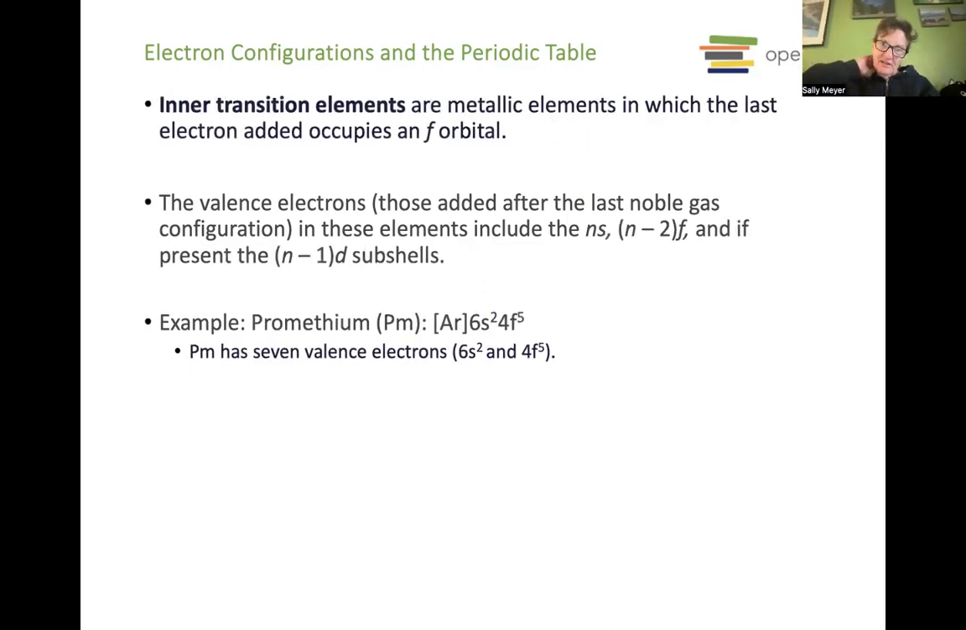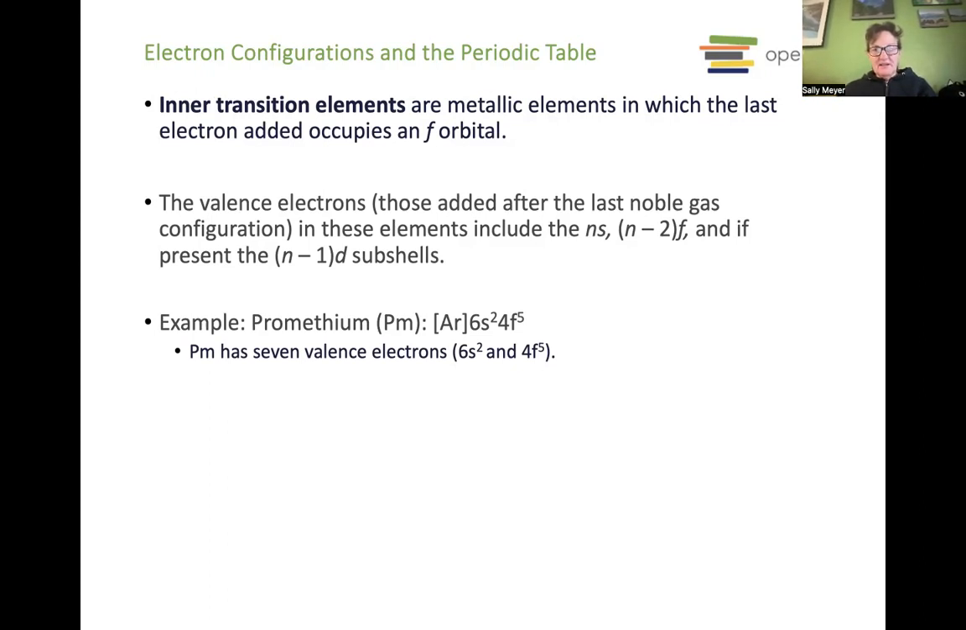Inner transition elements are those metallic elements in which the last electron added goes into an f orbital. The f orbitals are being filled in those bottom 2 rows below the periodic table. They're only down there because the periodic table would be too wide if we inserted them where they belong. It's easy to see where they insert based on how the atomic number of the elements changes.